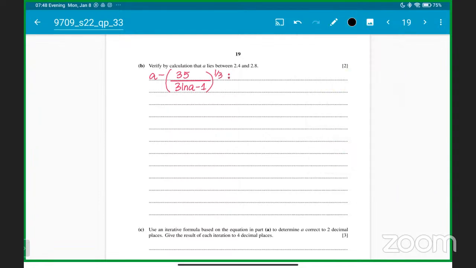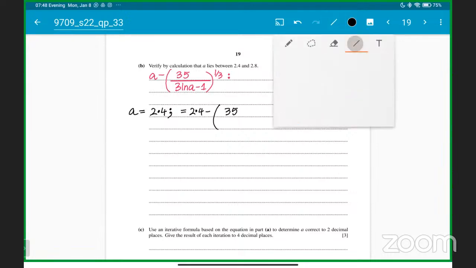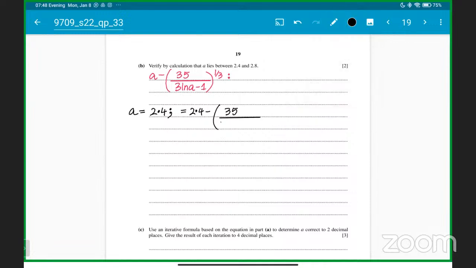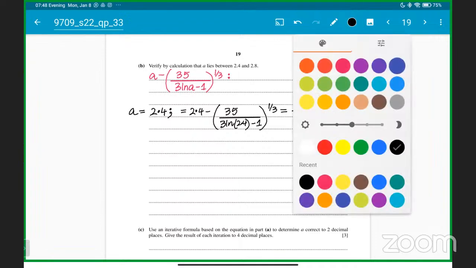So first plug in the value of 2.4. When A is equal to 2.4, what are we going to get, students? 2.4 minus 35 divided by 3 times ln of 2.4 minus 1, to the power of 1 over 3. Let me know what you are getting, everyone. We are getting a negative answer, that is negative 19.1198. So the other one should be coming positive, students, right?